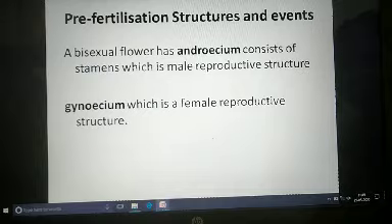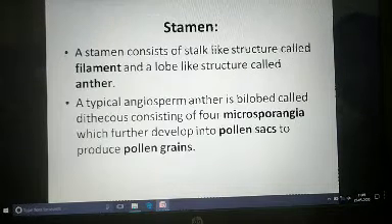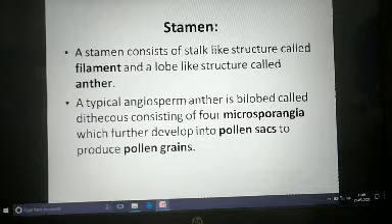A bisexual flower. Here the term bisexual means it has both androecium as well as gynoecium. So bi stands for two. A bisexual flower has androecium, which consists of stamens, and the stamen is nothing but the male reproductive structure. Gynoecium is the female reproductive structure. Now let us talk about stamens.